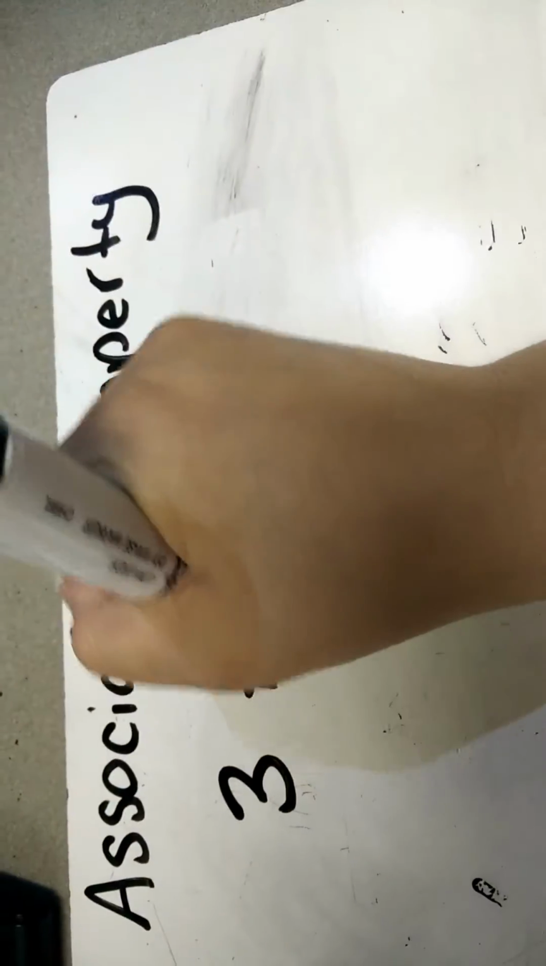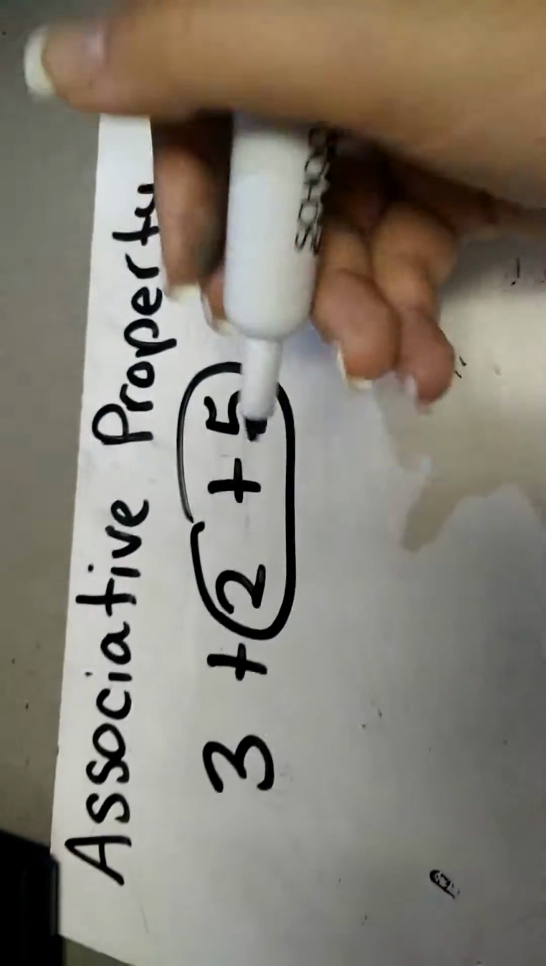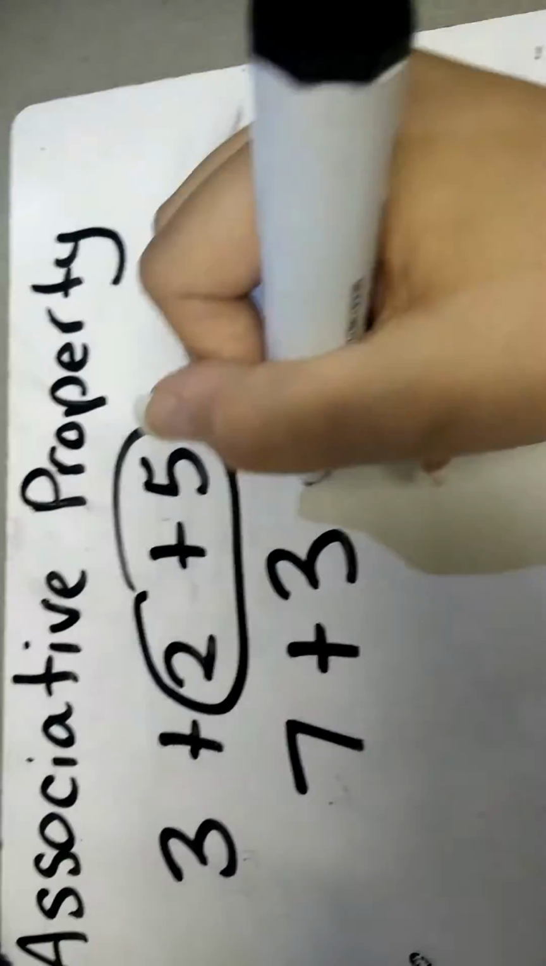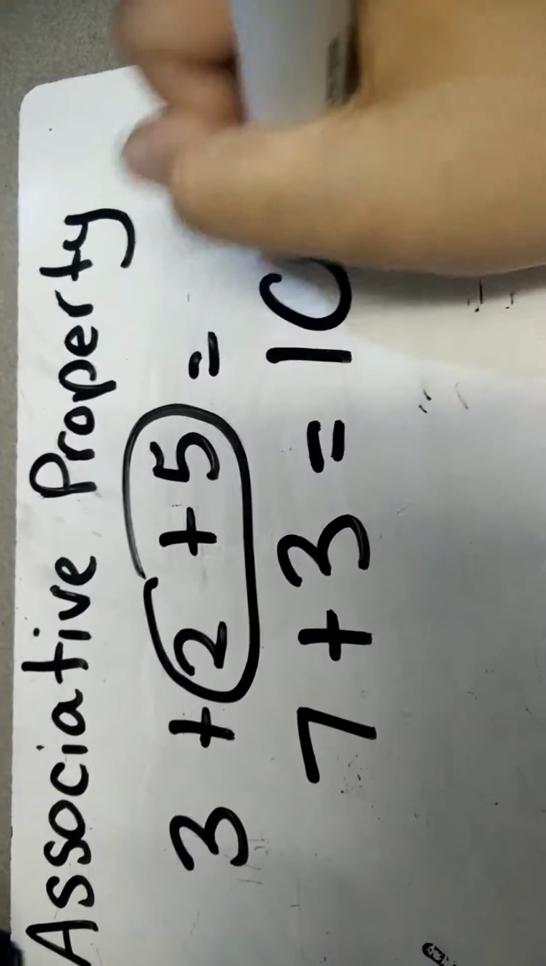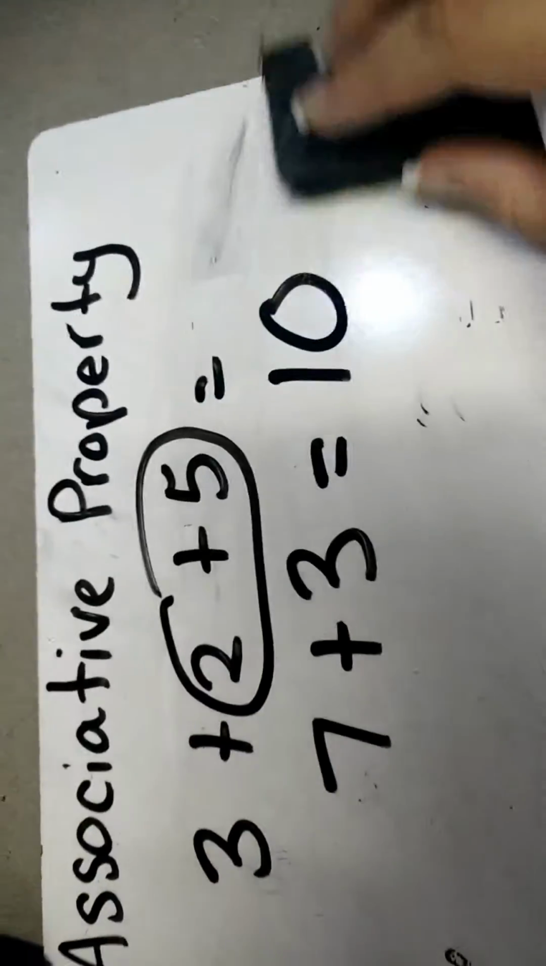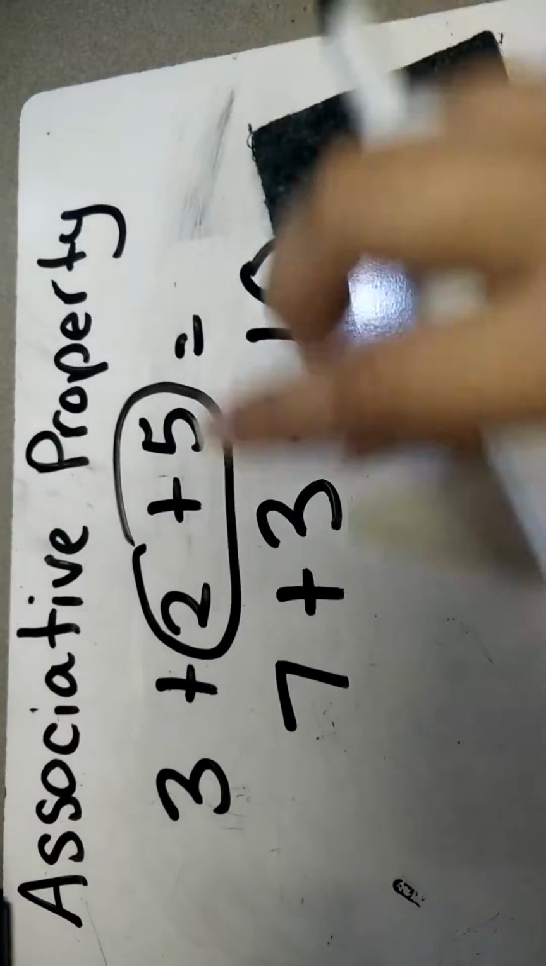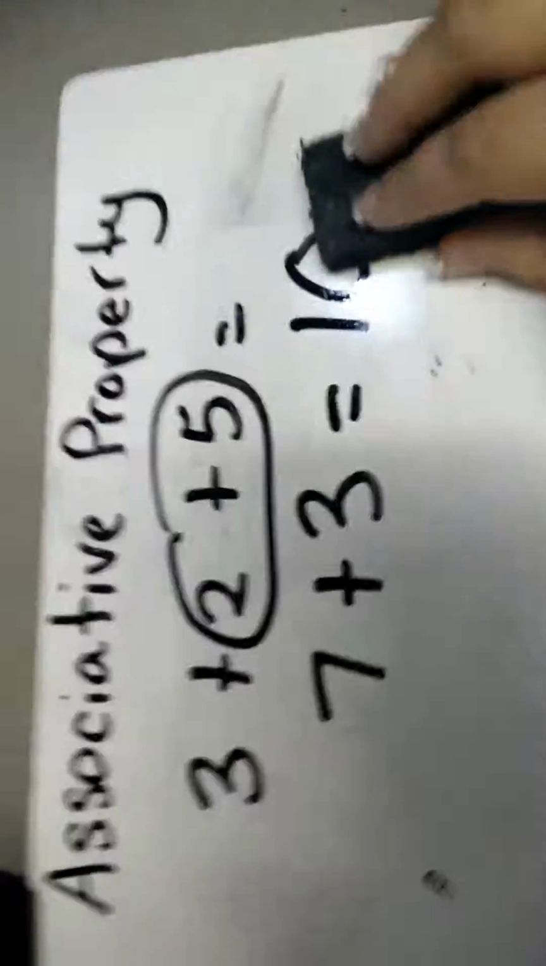Another way you could do it, if I have the same exact problem, 3 plus 2 plus 5, instead of circling the 3 and the 2, I could just circle the 2 and the 5. 2 plus 5, I know, is 7. Bring down my 3 that I did not use. 7 plus 3 equals 10. Now, some kids can do 5 and 3, but that's really up to you. I prefer to use the method of just the numbers that are side by side. So that is for horizontal addition.